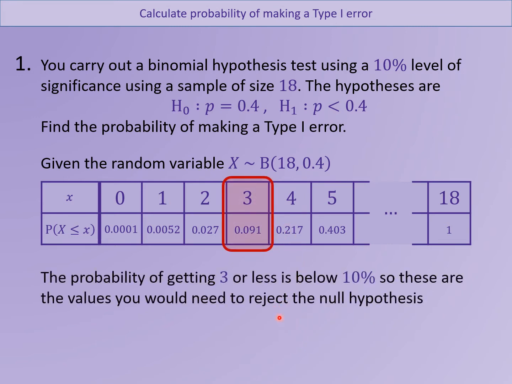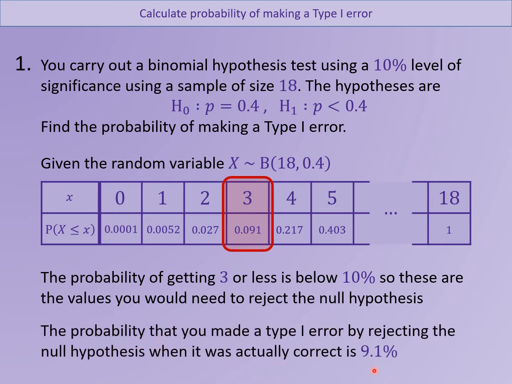So the probability of getting 3 or less is below the 10% level. 4 or less is no good, it's above. So these are the values where you would reject the null hypothesis. If I ran this test of 18 and had 3 successes, I would doubt this claim. If I had 4 successes, that's fine, that's above that critical level of 10%. So the probability I made a type 1 error there is not 10%, it's 0.091, about 9.1% chance that I've made a type 1 error.